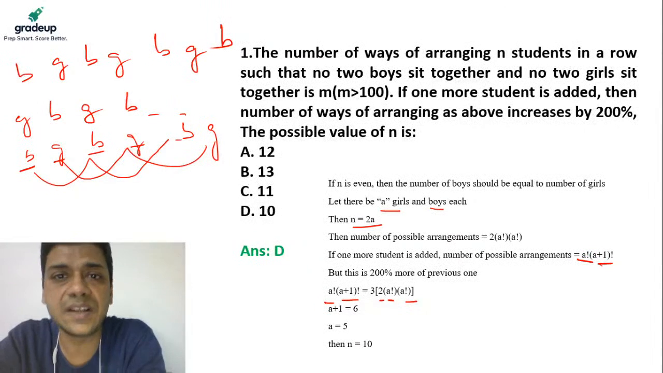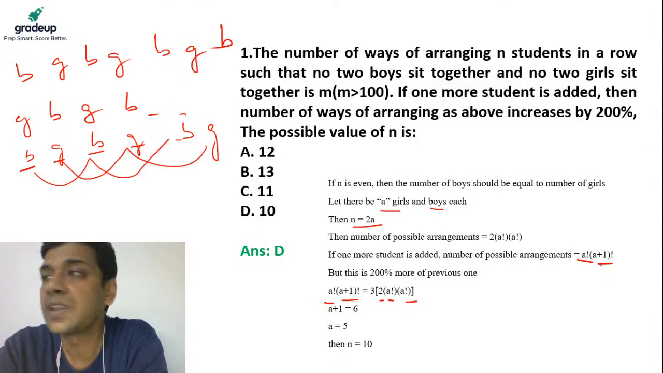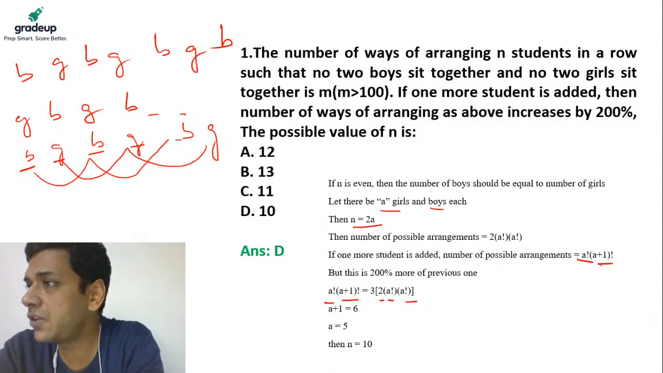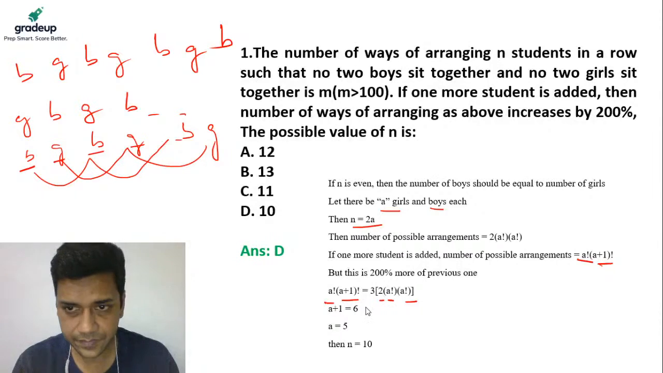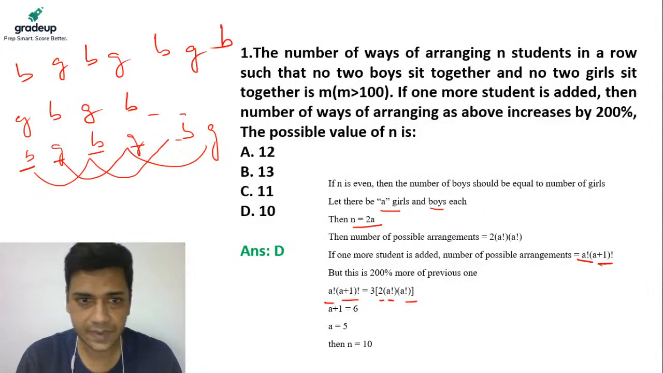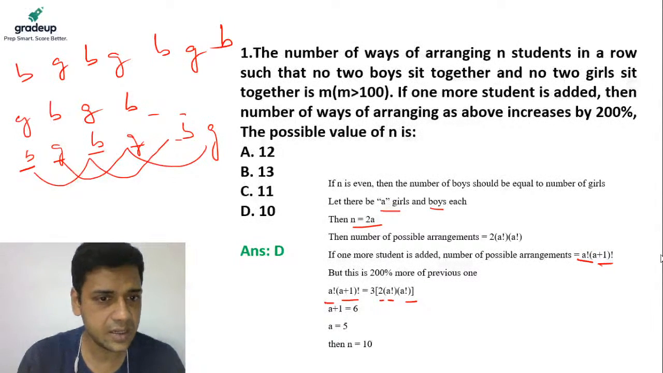So initially there were 10 students, out of which 5 were boys and 5 were girls. Now there are 11 students, out of which either 5 are boys and 6 are girls, or 5 are girls and 6 are boys. So it can be vice versa. Yes, is it clear, guys? Ayush, Ramya, Priya, have you got it? Yes or no?